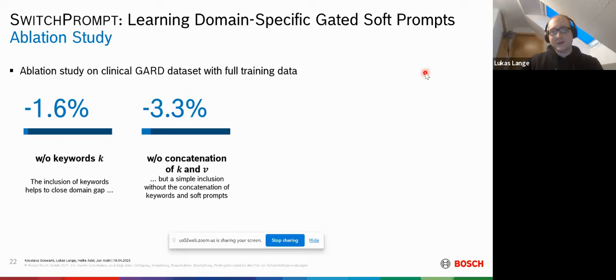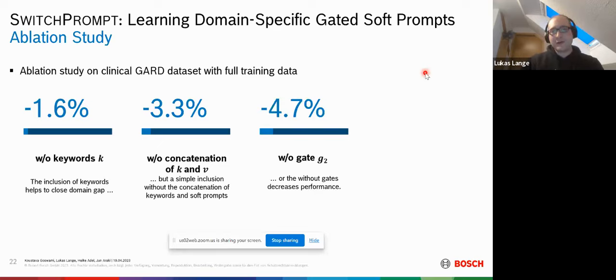But this is also very interesting if we change the way how we include the keywords. So if we don't concatenate the keywords and the prompt vectors in our prefix and suffix method, but simply include both independently, we lose 3.3% performance. So in this setting, having the keywords is worse than having no keywords. So it's obviously very important to have a good method to include keywords and not to just throw them into the model somewhere. We observe the same, even more extreme, if we remove the second gate.